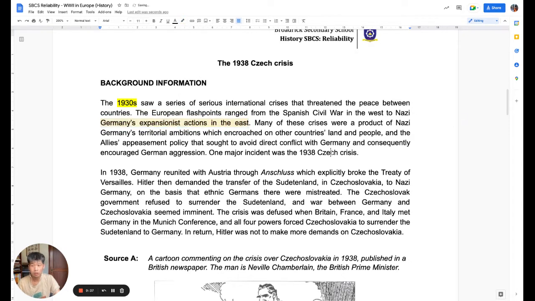We have, recall, the Rhineland occupation. Then you have Anschluss with Austria. And directly after Anschluss with Austria, you have the Czech crisis. What is the Czech crisis? So first of all, Germany reunites with Austria through Anschluss.